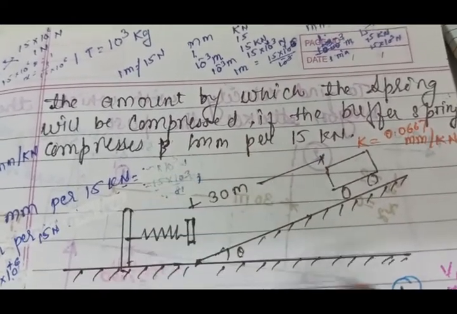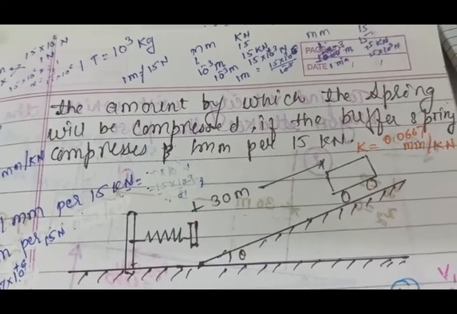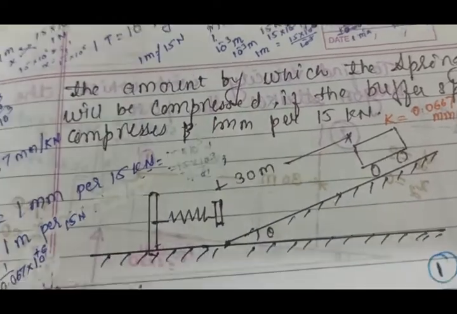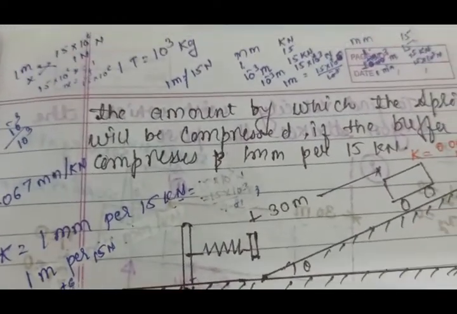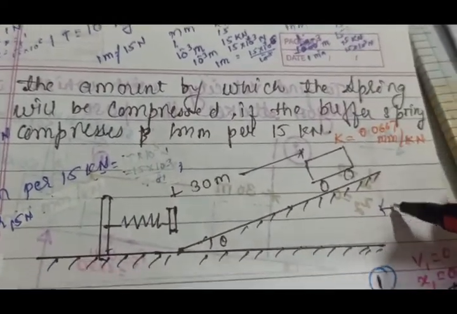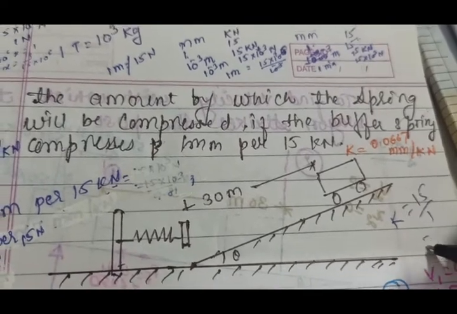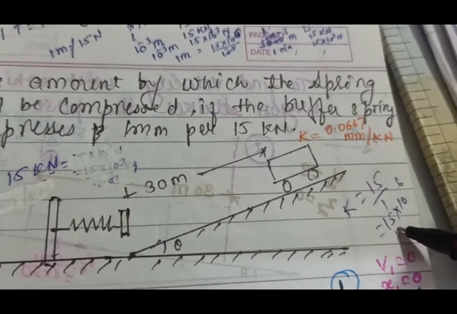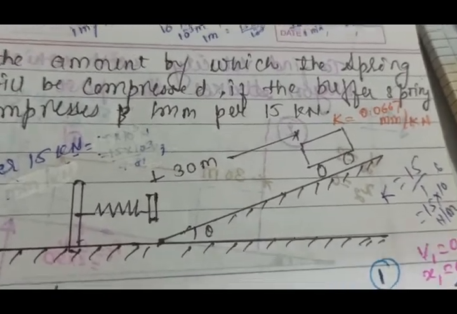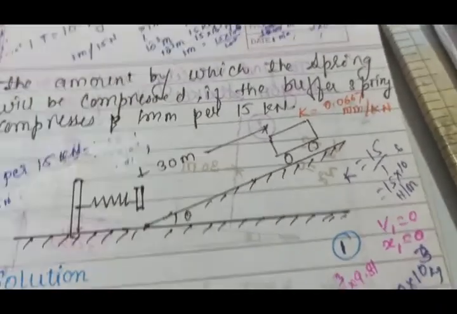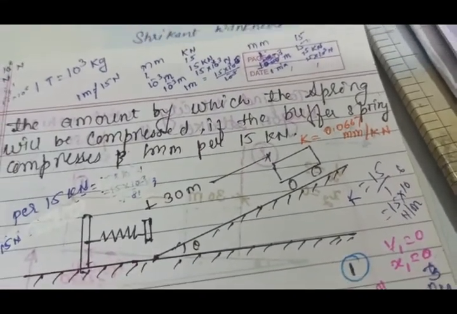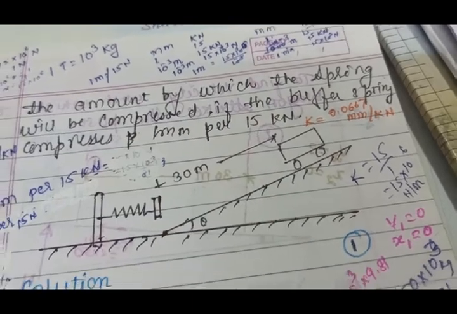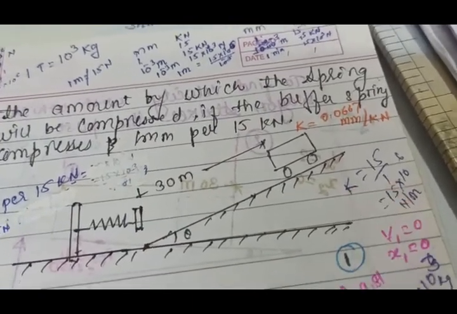So the K value is 15 kilonewton per 1 mm, so it is 15 by 1. You can convert this, so K will be equal to 15 into 10 raised to power 6 newton per meter. That is the value of K that we are going to take here, because this is in kilonewtons and this is in mm. So we'll convert both of them in terms of newton per meter.